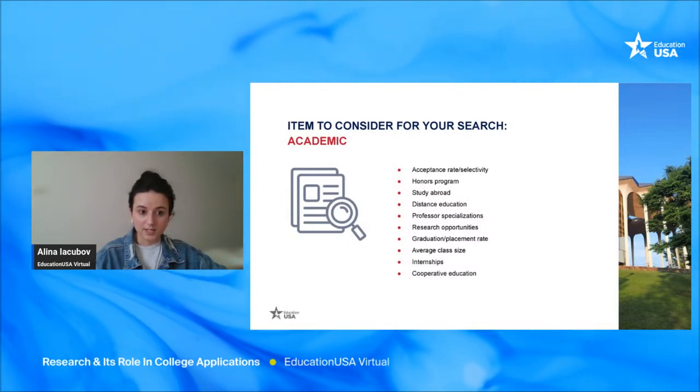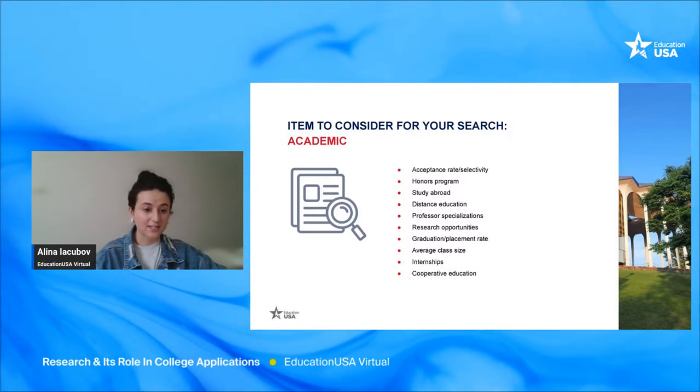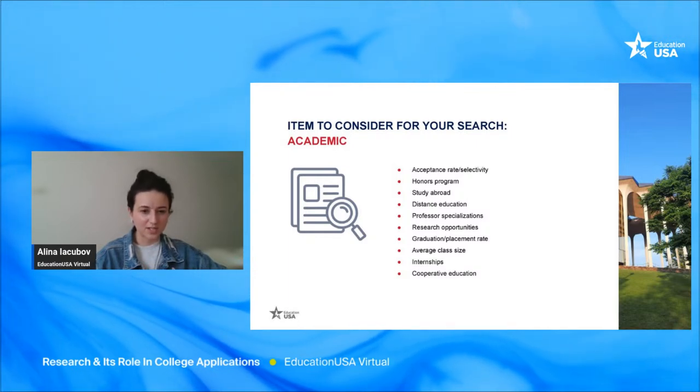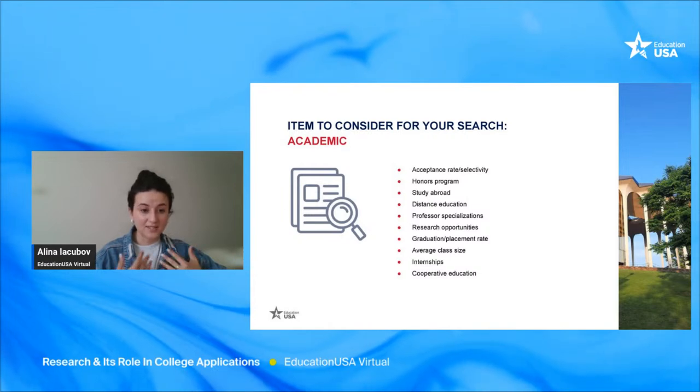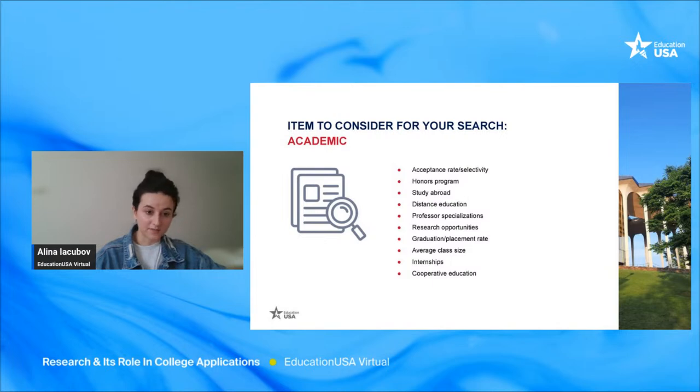So really rate yourself when you intend to apply for a university, especially considering the fact that all the international students in our countries want to apply for financial aid, which makes it even more competitive. So yes, please be optimistic and, at the same time, realistic. Then also the internships and the cooperative education. So yes, those are definitely factors that you need to consider for your research.